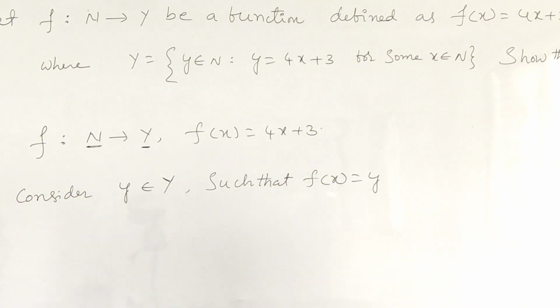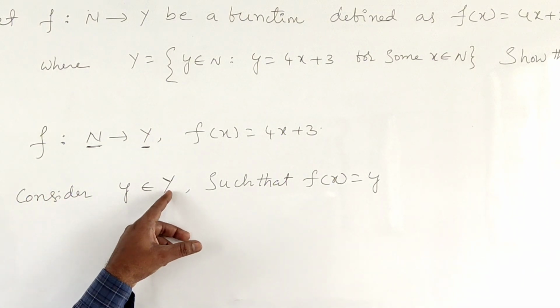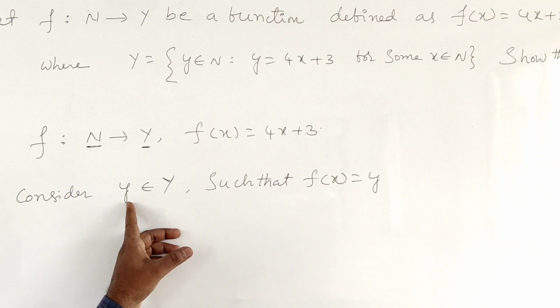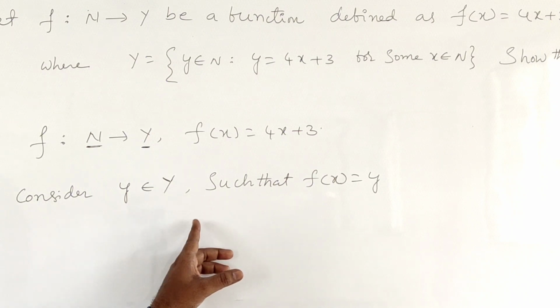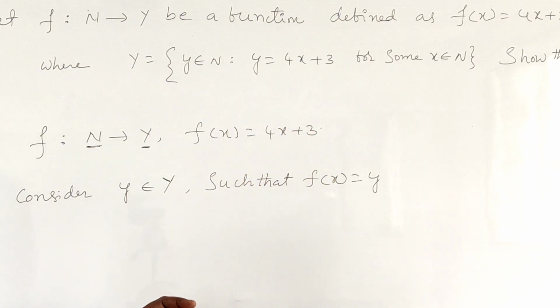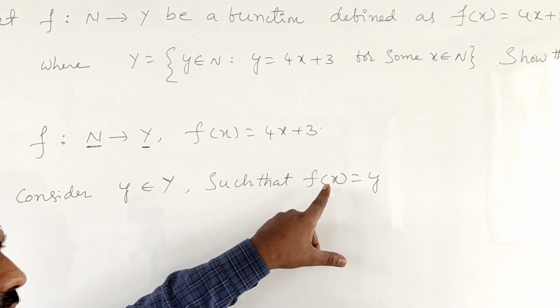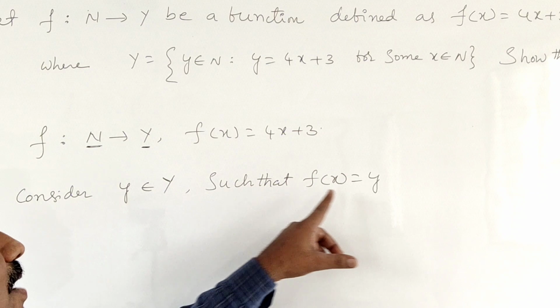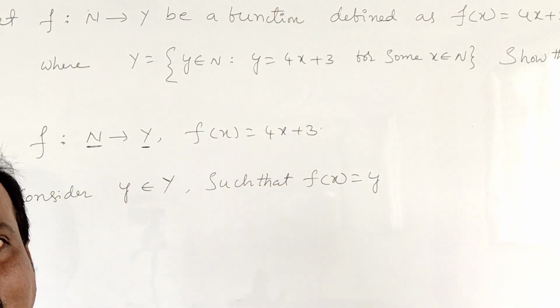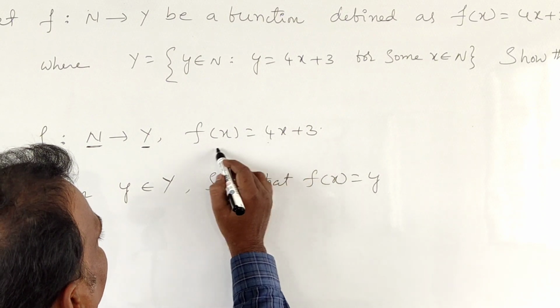Remember students, small y is an element in capital Y means it is a codomain element. Codomain element is equal to range. Why? Because it is one-one and onto, only then is invertibility possible. Onto function means range and codomain are equal. That's why f of x is nothing but the range, and that's why I have taken this element from the range. Clear that step? Right.